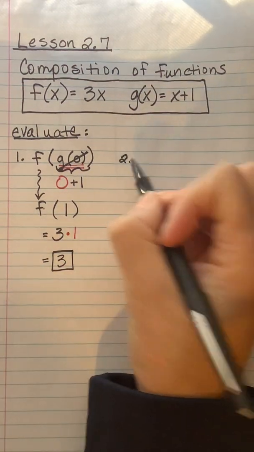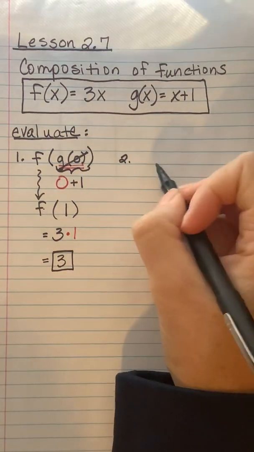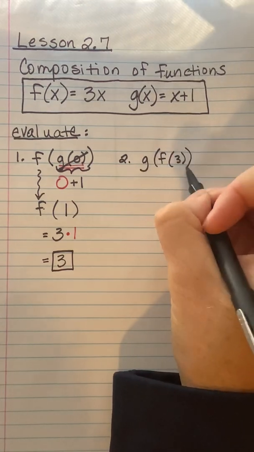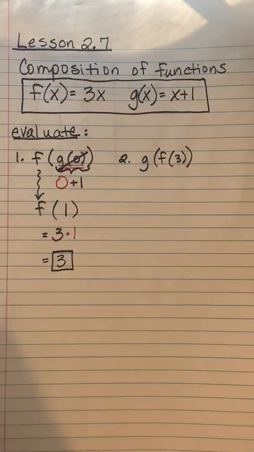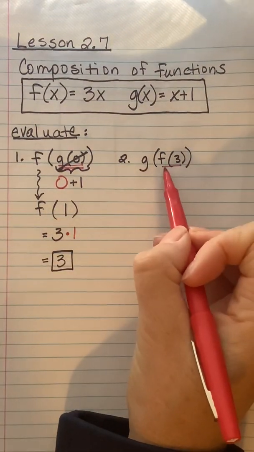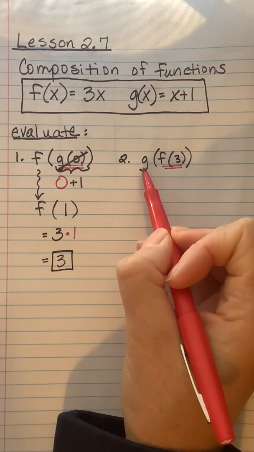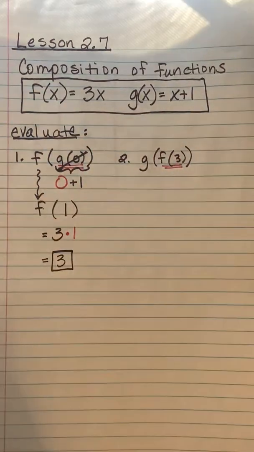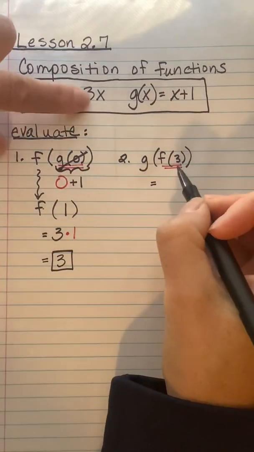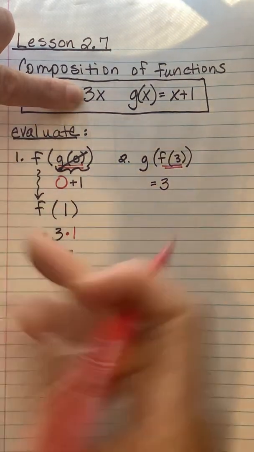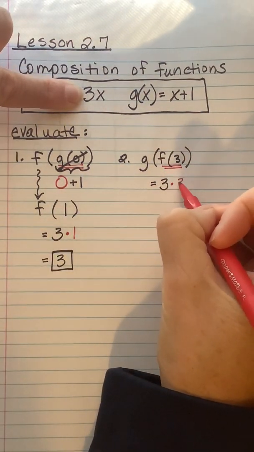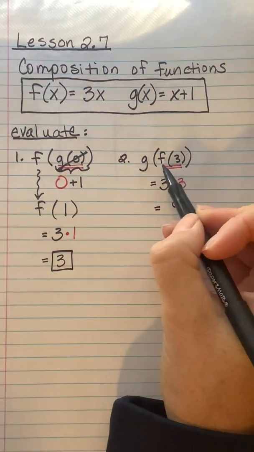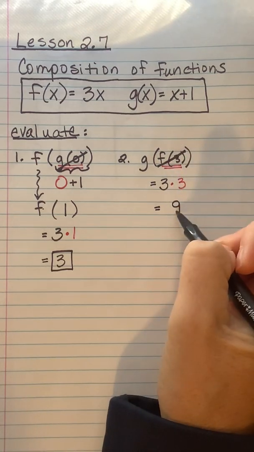All right, let's try another one. So what if we were doing g of f of 3? G of f of 3. All right, this time, remember, start on the inside. So first, I can kind of ignore this g for the time being. Let's just find f of 3. 3, so I go into my function. 3 stays the same. X is out, new 3 is in. Well, 3 times 3 is just 9. Okay, so f of 3 is 9.